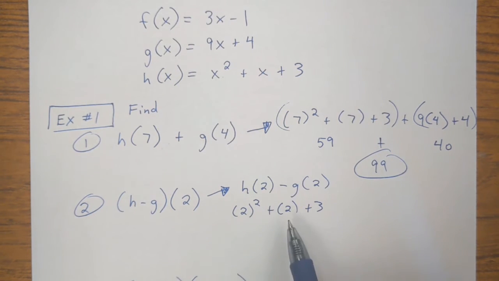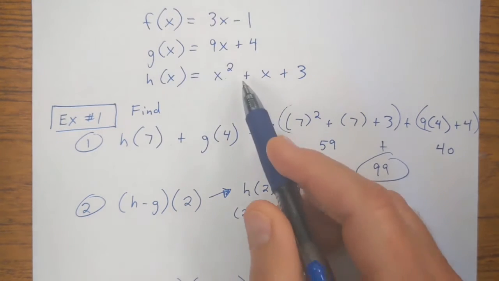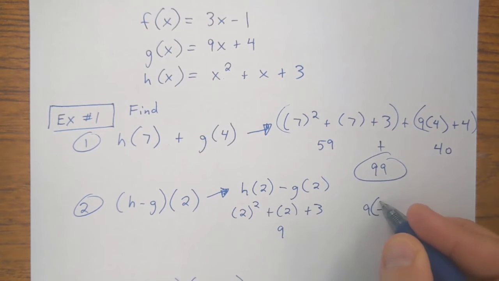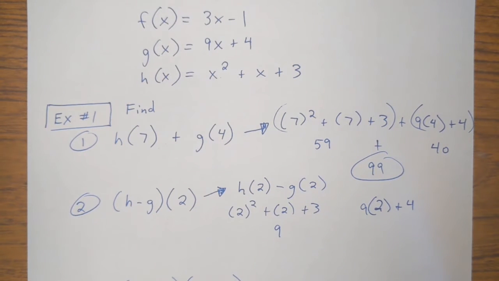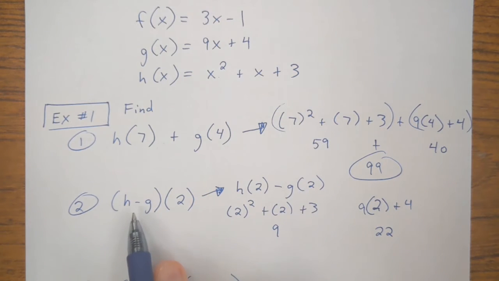That would give me 4 plus 2 plus 3. That'd give me 9. And then I'm going to do the same with the g of 2. I'm going to plug 2 into g, meaning I'm going to do 9 times 2 plus 4. That'd be 18 plus 4. That would be 22. Now, a little note here.